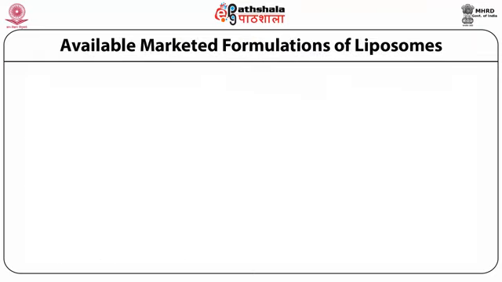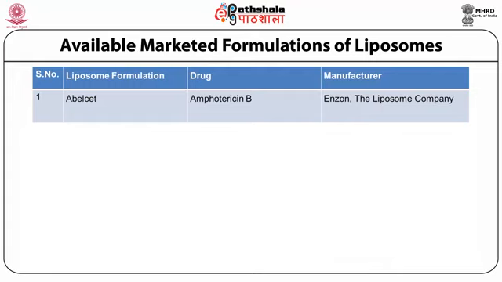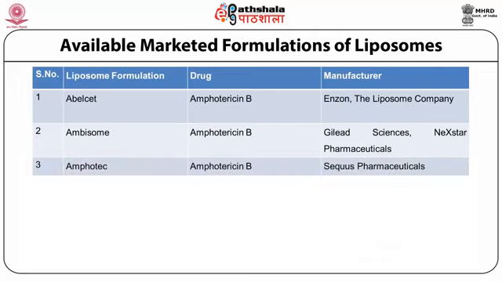Available marketed formulations of liposomes. There are several examples of drugs which are available in the market as liposomal formulations. For example, amphotericin B is available by the name Abelcet by the company Enzon, which is a liposome company. Another brand name is AmBisome by Gilead Sciences, a NeXstar Pharmaceuticals firm. Another name is Amphotec by Sequus Pharmaceuticals.